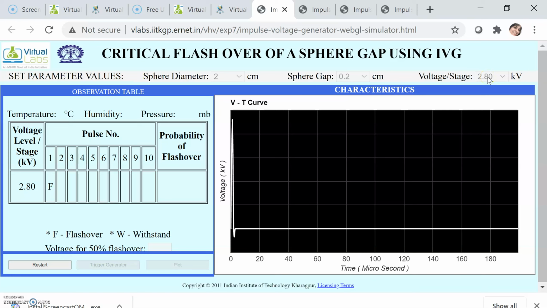What is our experimental objective? To find the breakdown voltage of air. Keep some gap distance, the electrode diameter is 2 centimeter, keep the gap distance 0.2 centimeter, and find at what voltage breakdown has occurred. Breakdown has occurred at 2.8. Then how do you find the breakdown strength of air? Breakdown strength of air is equal to breakdown voltage divided by gap distance. So 2.8 divided by 0.2 will give you the breakdown strength.